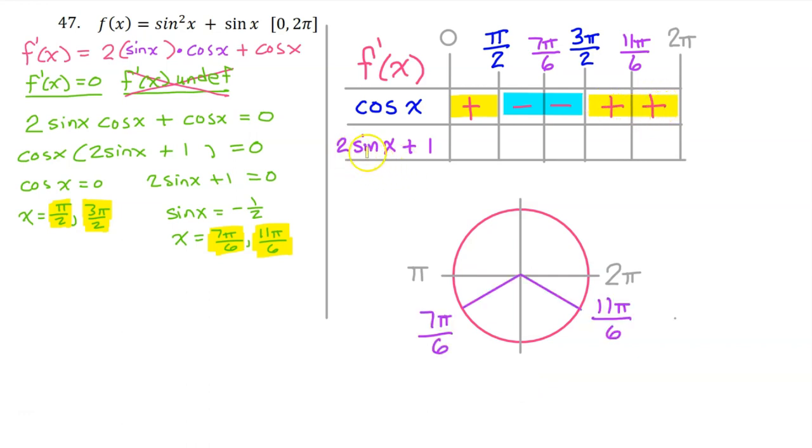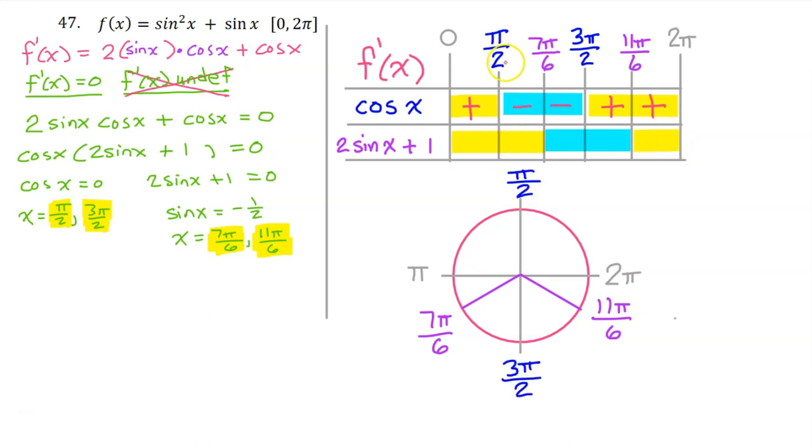Now let's figure out whether 2 sine x plus 1 is positive or negative in each interval. Again, we don't need to test all 5 intervals separately. 2 sine x plus 1 is equal to 0 at 7 pi over 6 and 11 pi over 6. These are the only 2 places where this factor might change signs. So we only really need to test 3 intervals. The first interval is from 0 to 7 pi over 6, and then we need to test the interval from 7 pi over 6 to 11 pi over 6, and we need to check the interval from 11 pi over 6 to 2 pi.